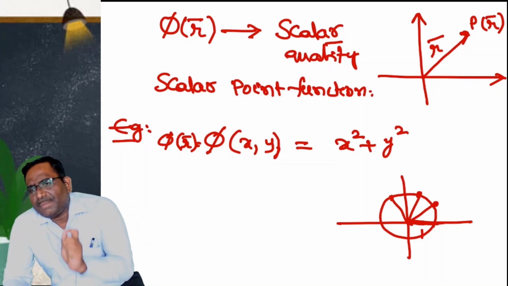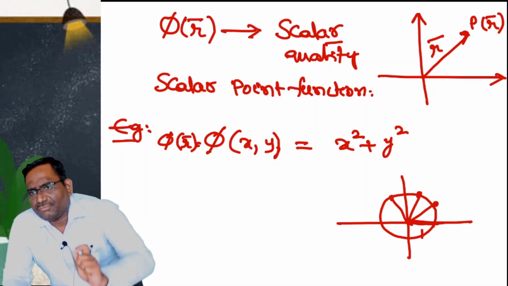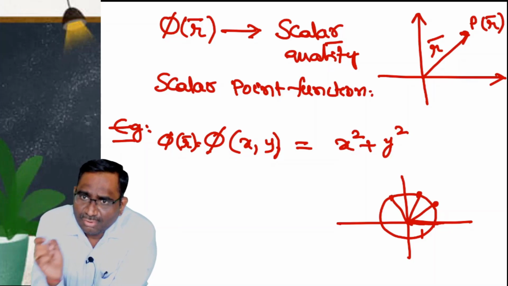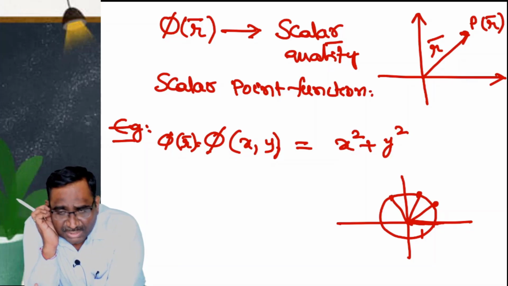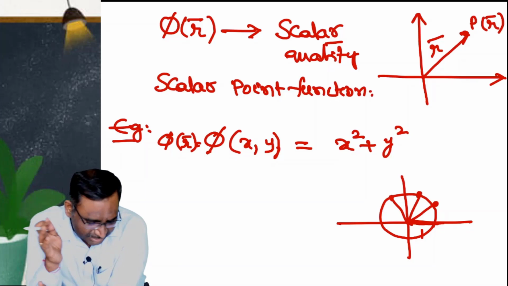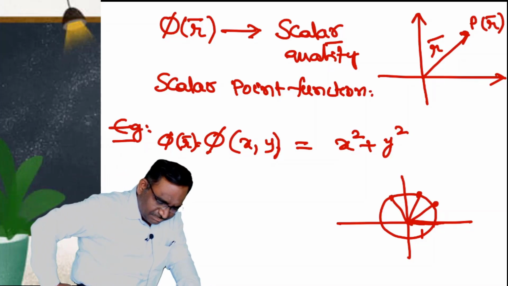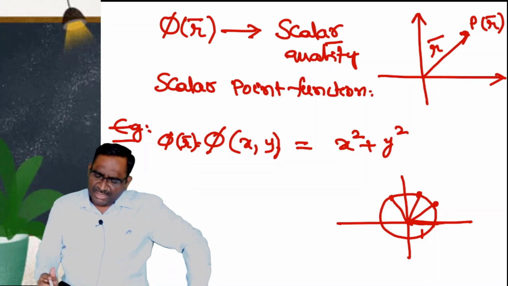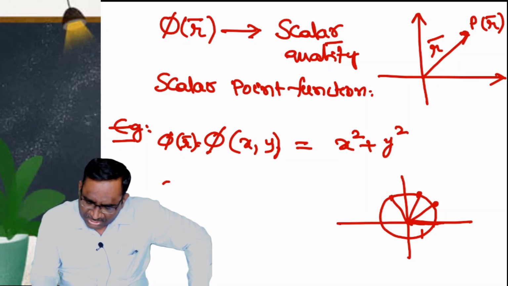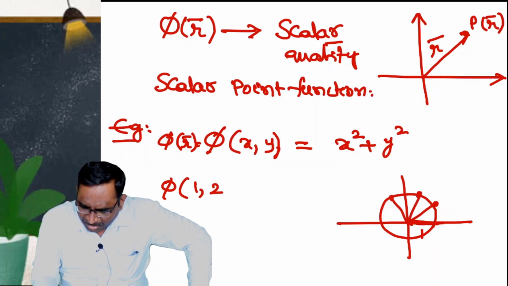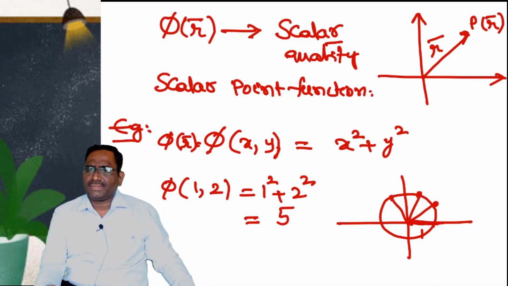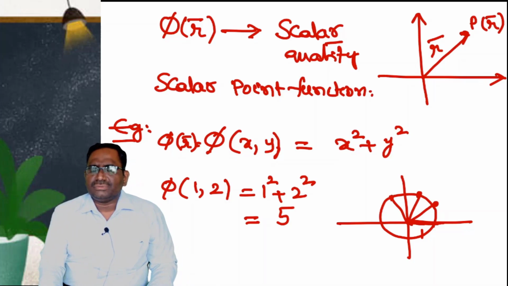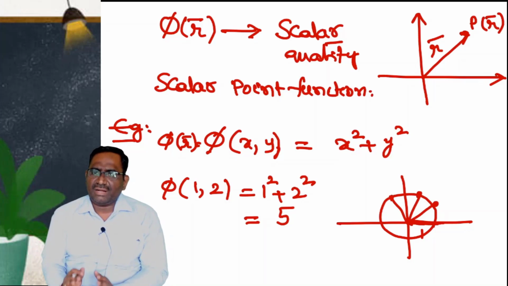So for every point we are getting a unique scalar value. That is what you have to remember. For every point there exists a unique scalar value. That function is called a scalar point function. Suppose I take the point (1, 2). So this is 1 square plus 2 square, which is equal to 5. A unique scalar value, that function is called a scalar point function.